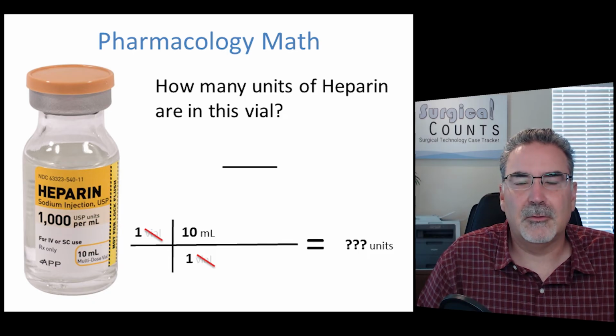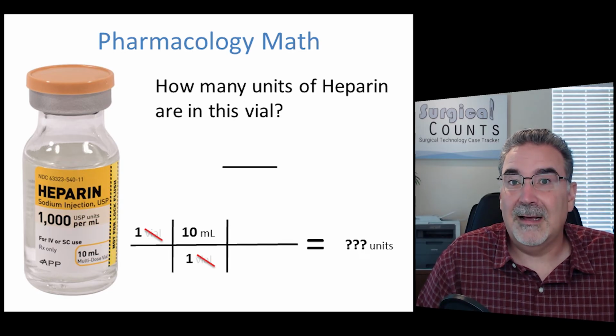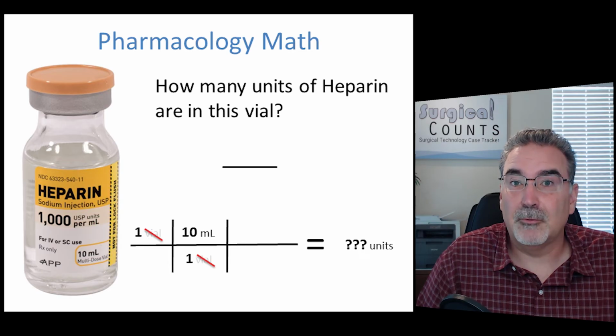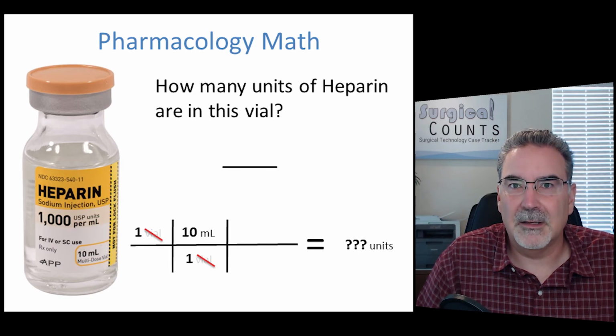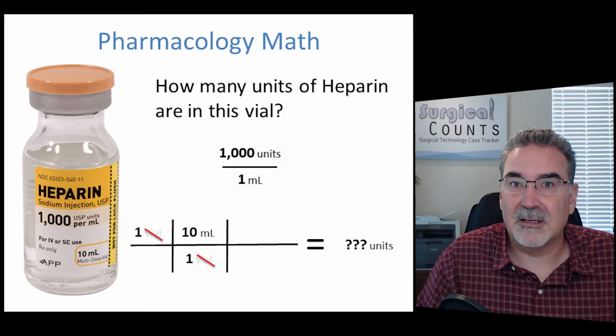Does milliliters equal units? No, not quite. So we have to do another conversion. That's okay. We're going to draw another vertical line just to keep things neat. Now, let's see if we can find a relationship written on the vial involving milliliters. Well, there's the big one right in the middle. 1,000 units per milliliter. So we're going to use that. That sounds like a good one.